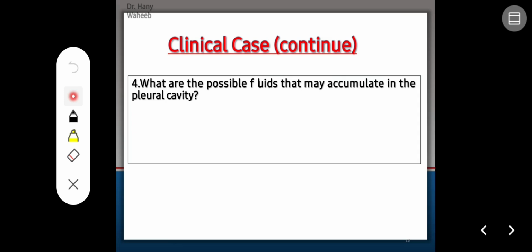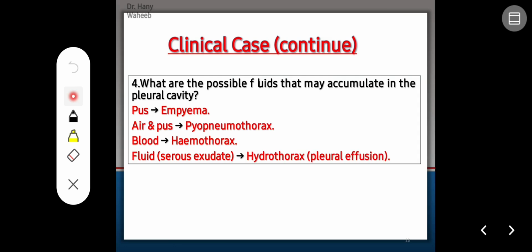What are the possible fluids that may accumulate in the pleural cavity other than hydrothorax? If pus, empyema; air and pus, pyopneumothorax. If blood, hemothorax, and if serous fluid, it is hydrothorax or pleural effusion.